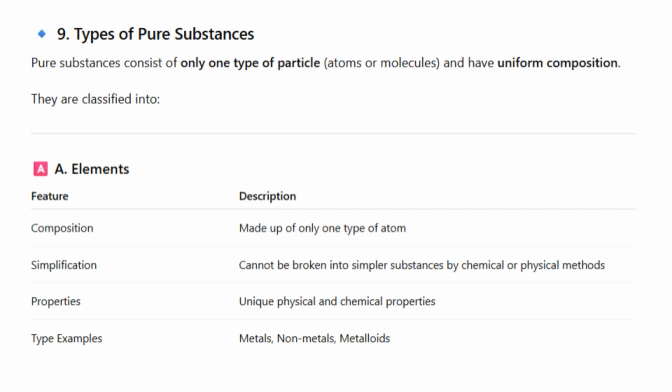9. Types of pure substances. Pure substances consist of only one type of particle, atoms or molecules, and have uniform composition. They are classified into A. Elements. Feature description. Composition: made up of only one type of atom. Simplification: cannot be broken into simpler substances by chemical or physical methods. Properties: unique physical and chemical properties. Types: metals, non-metals, metalloids.